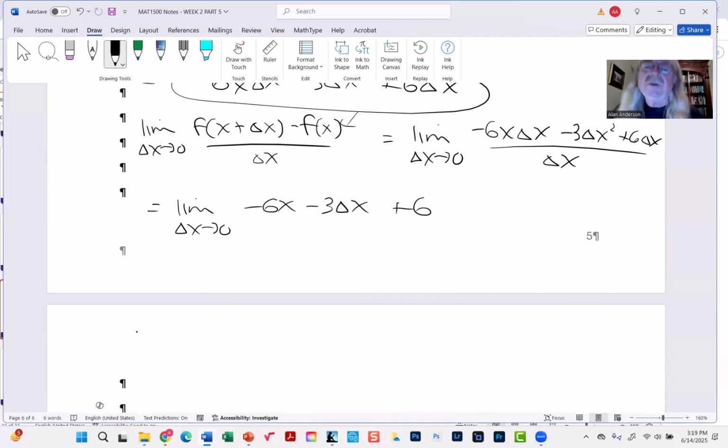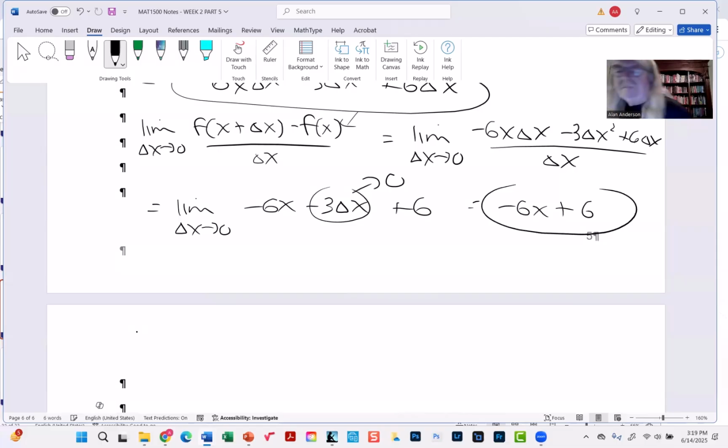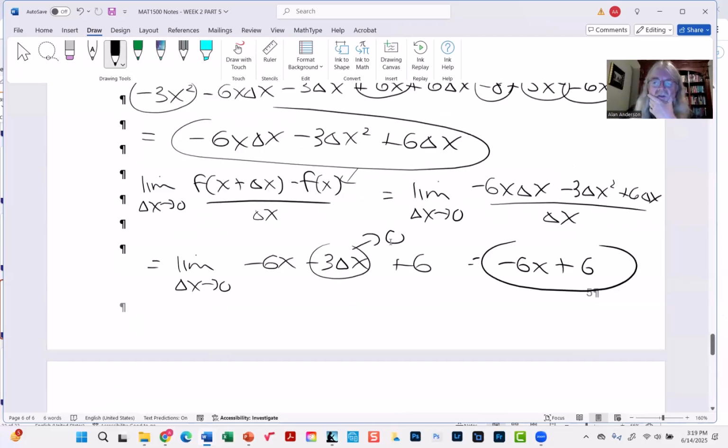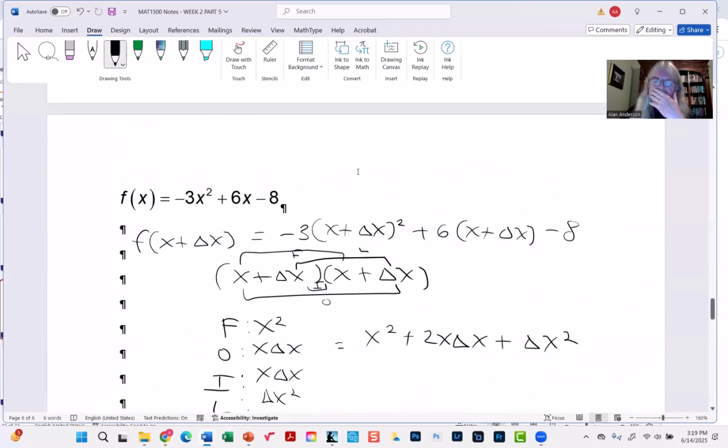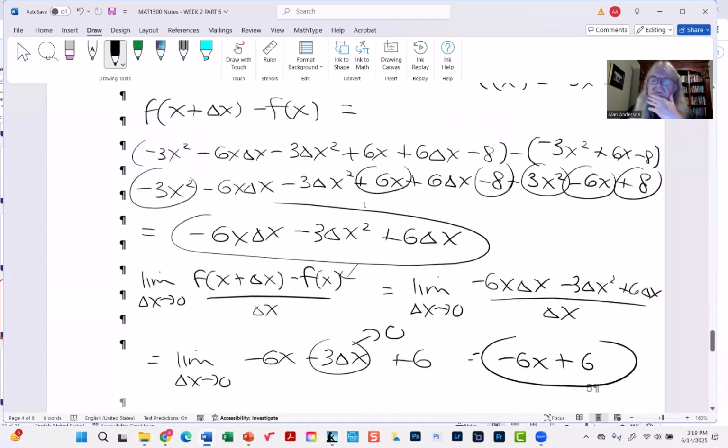Now we can actually take the limit with direct substitution. And because this goes to 0, we'll ultimately end up with minus 6x plus 6. And we're done. That's it. They just wanted the derivative, but they wanted it done this way. All right, so this is the original expression, and this is our final result.